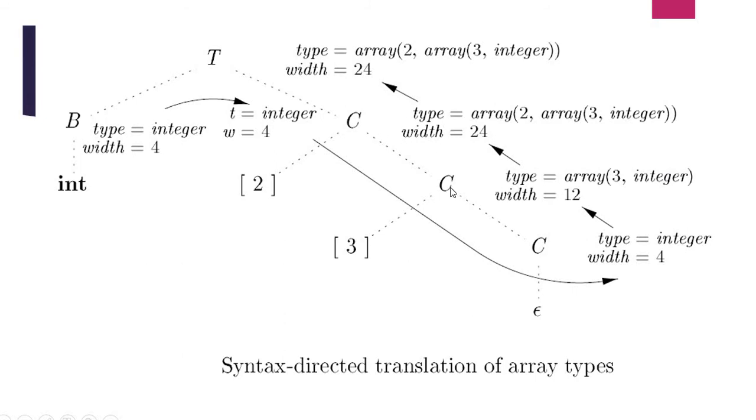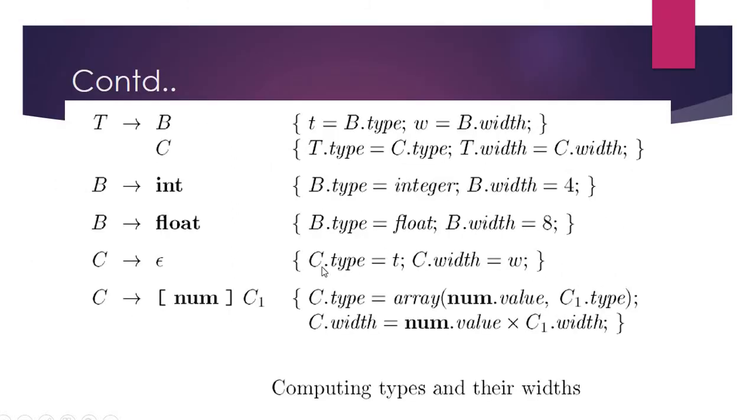In the same way here, after calculating the child width and the type, we have to pass them to the parent c here. This is the next dimension we are using here. So 2 here. Again the same rule will be used: c.type equal to array. This rule will be c produces within square bracket number c1. So c.type equal to array of number.value comma c1.type, and c.width equal to number.value into c1.width.